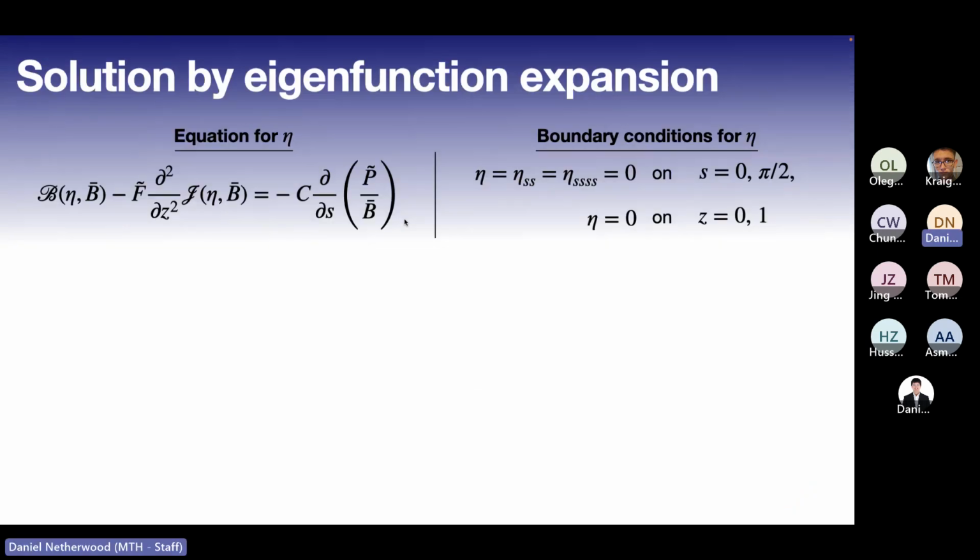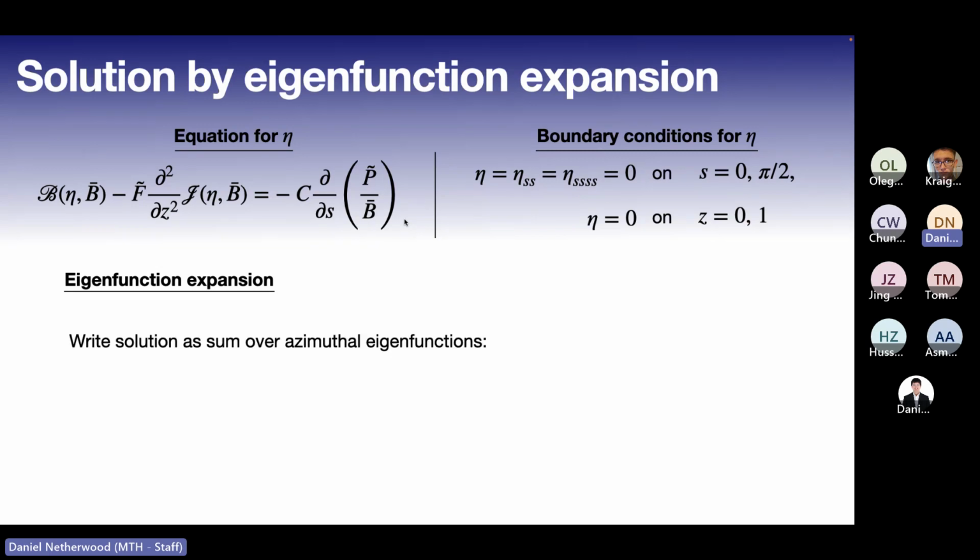So what actual solution method did we decide to use? Well, on the screen now is the completely formulated boundary value problem for eta. We decided to use an eigenfunction expansion method to try to move forward analytically with this. To do this, we wrote the solution as a sum over the azimuthal eigenfunctions. So take your solution eta and write it as this sum. This is like a Fourier decomposition, apart from we're not using Fourier modes. We're using eigenmodes that result from an eigenvalue problem I'm going to talk about in the next slide.